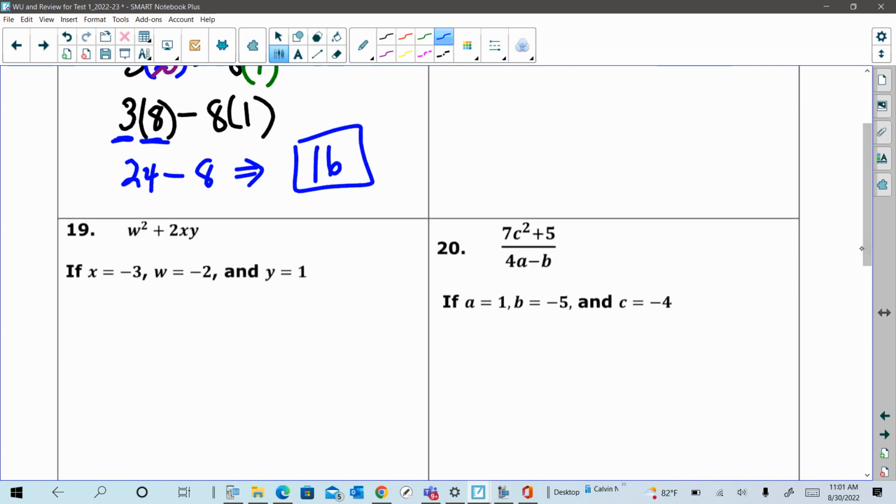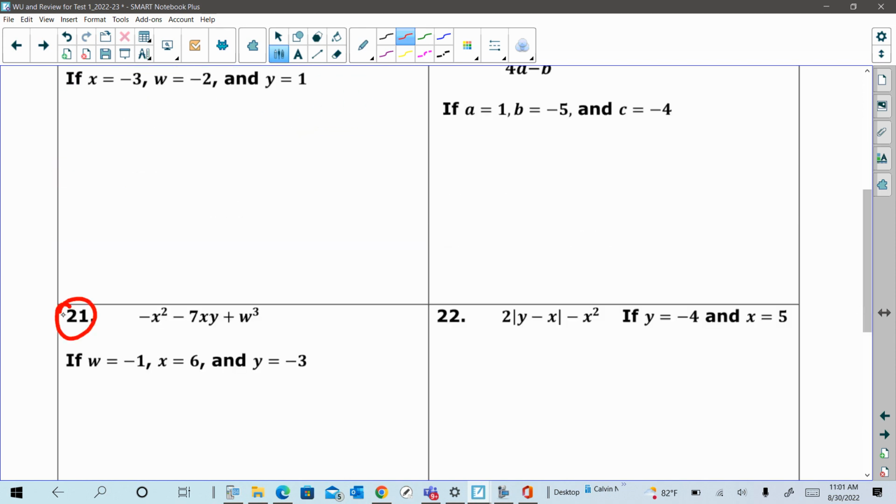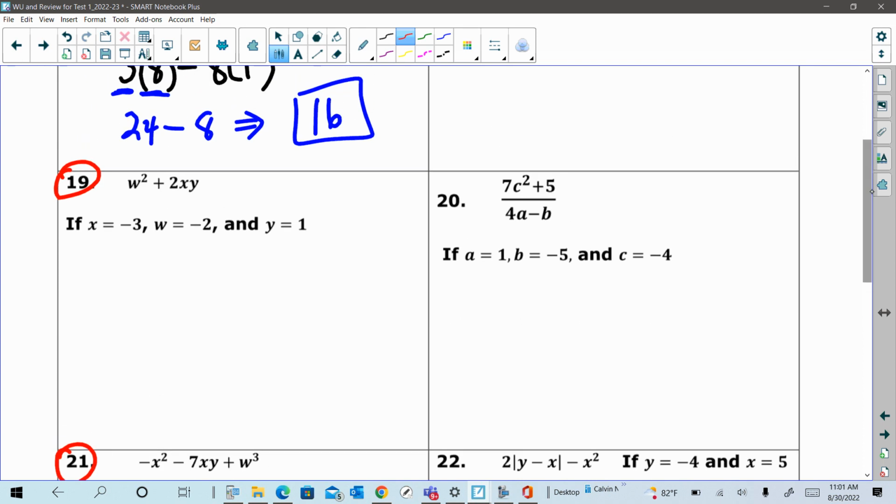So I'm going to circle and star 19 and 21. Circle or star, because these were our most missed. And it might be the substituting incorrectly. That's what I think it comes down to.